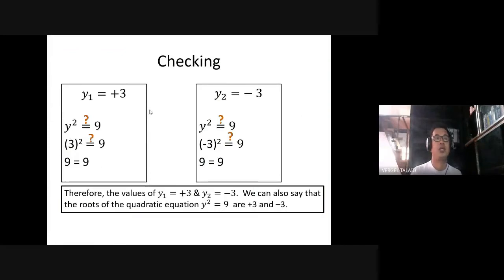Now, to check if our answer is correct, we simply substitute the value of 3. If y squared is equal to 9, it becomes 3 squared. What is 3 squared? It is equal to 9, which is equal to 9. Therefore, y sub 1 is equal to 3 is a root. Now, if you have negative 3, still substitute it for the value of y: negative 3 squared. Squaring negative 3 results in a positive 9, so 9 is equal to 9. Therefore, y sub 1 is 3 and y sub 2 is equal to negative 3. So we can also say that the roots of the quadratic equation y squared is equal to 9 are positive 3 and negative 3.